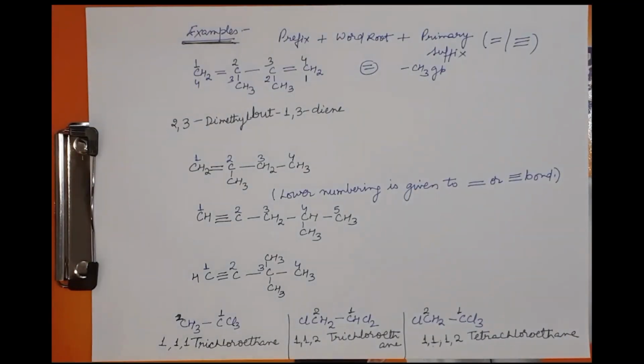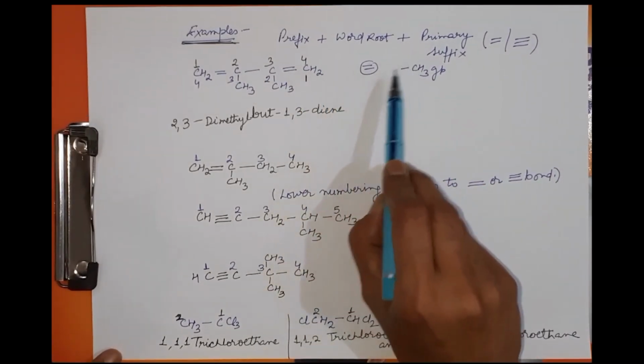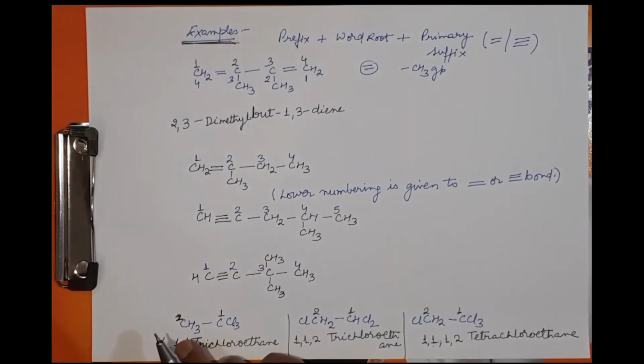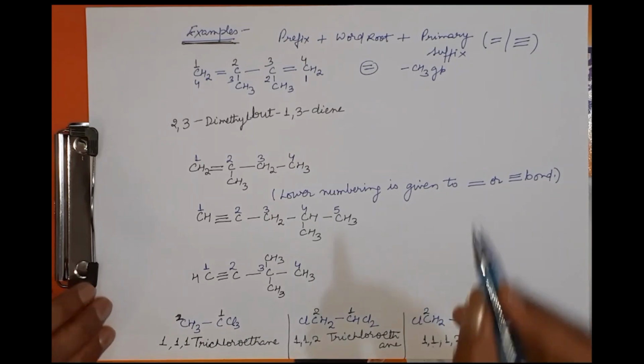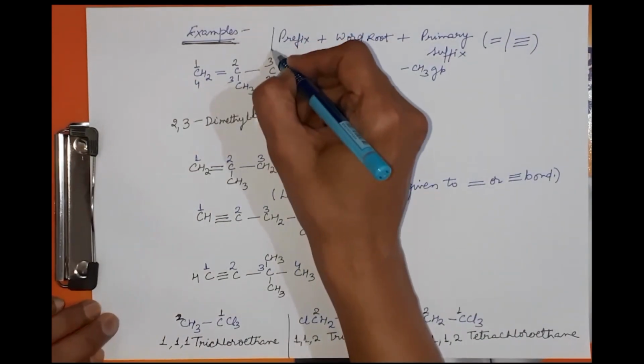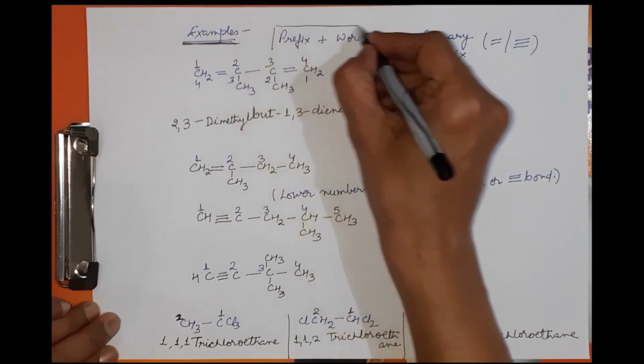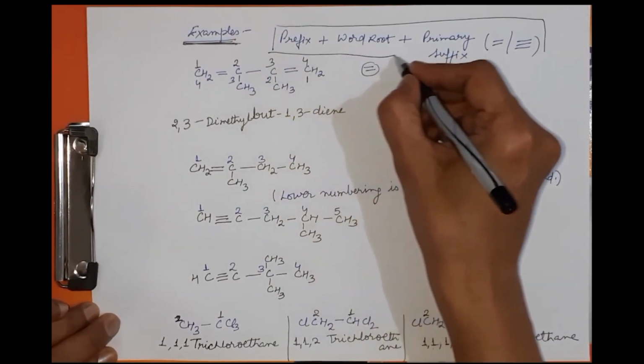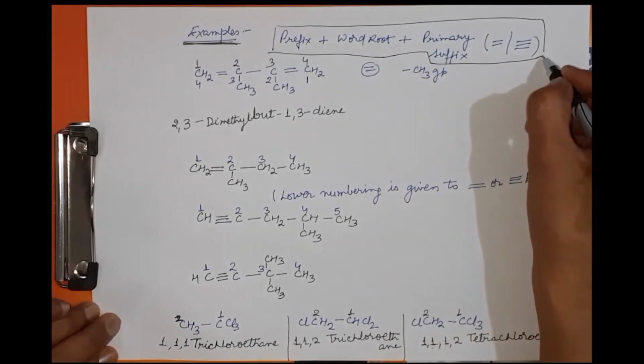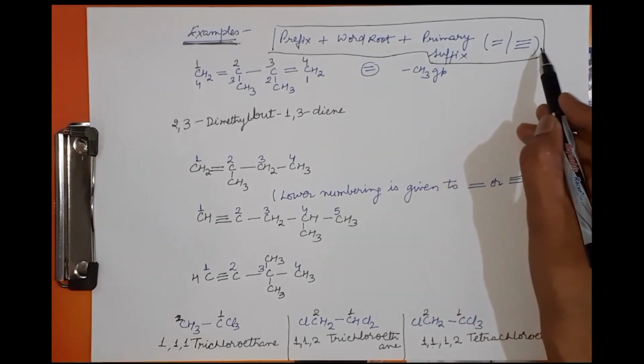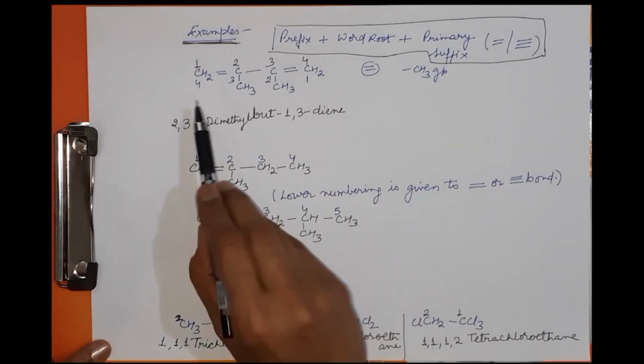So a few examples I will try to discuss today with you. So let us take this. Till now we have covered the branched chain hydrocarbons which were saturated, but we can also have branched unsaturated hydrocarbons. So in that case, what will we do? For this, the general IUPAC nomenclature formula is prefix plus word root plus primary suffix, and the primary suffix can be a double bond or triple bond also. So this is the first example.